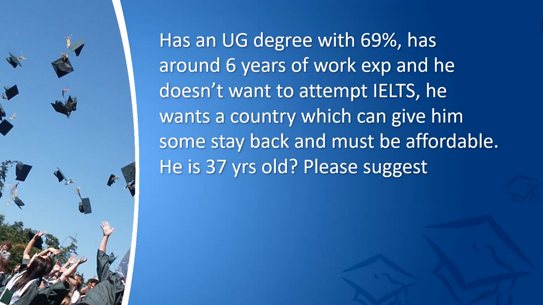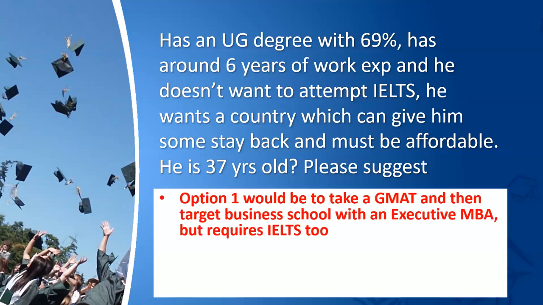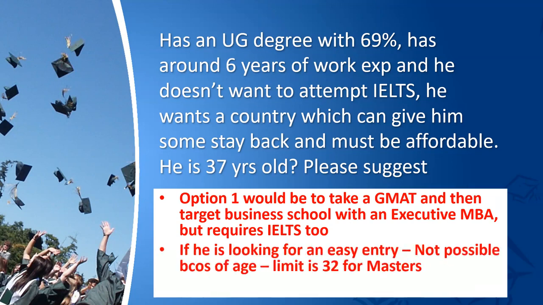Yes, UK is a good option for him. And if he can give this UG degree with English, if he has English proficiency, he doesn't require IELTS, a waiver will be there. So we gave him an option for GMAT, take a GMAT, get into an executive MBA because his experience was good. If he's looking for easy entry, then it is not possible because most of the universities don't accept more than 32 years for a normal master's program, for an MSc program, basically. So we advised him to go for an MBA program, which could admit any kind of age.